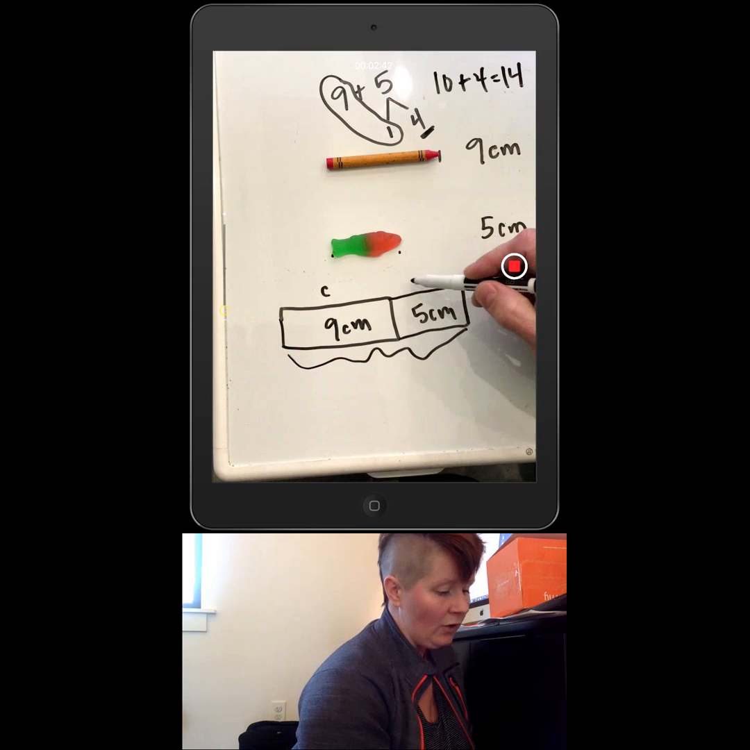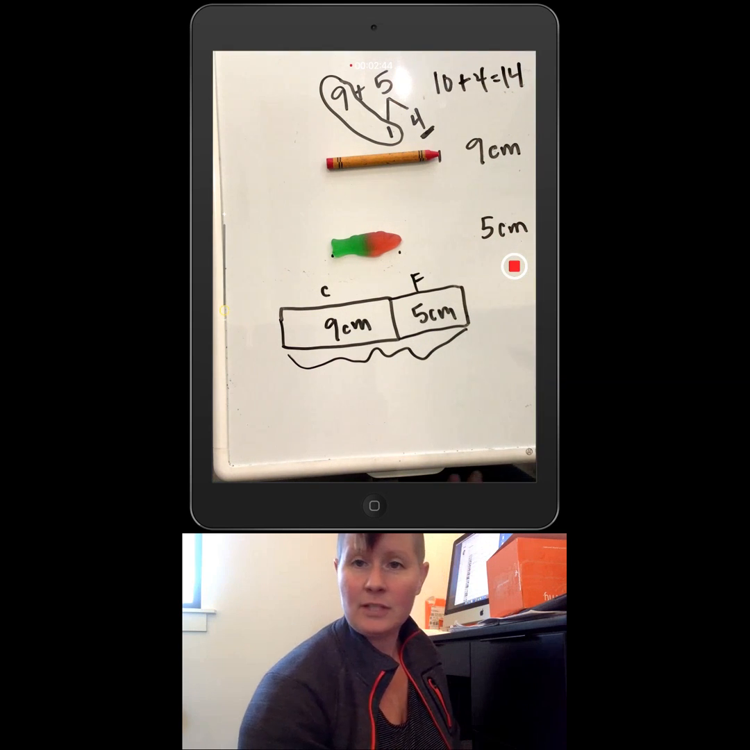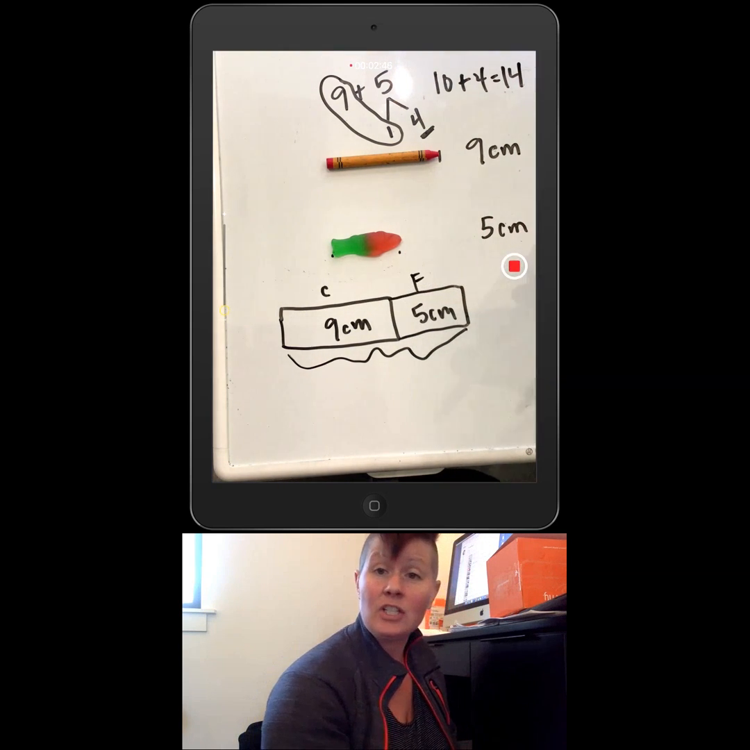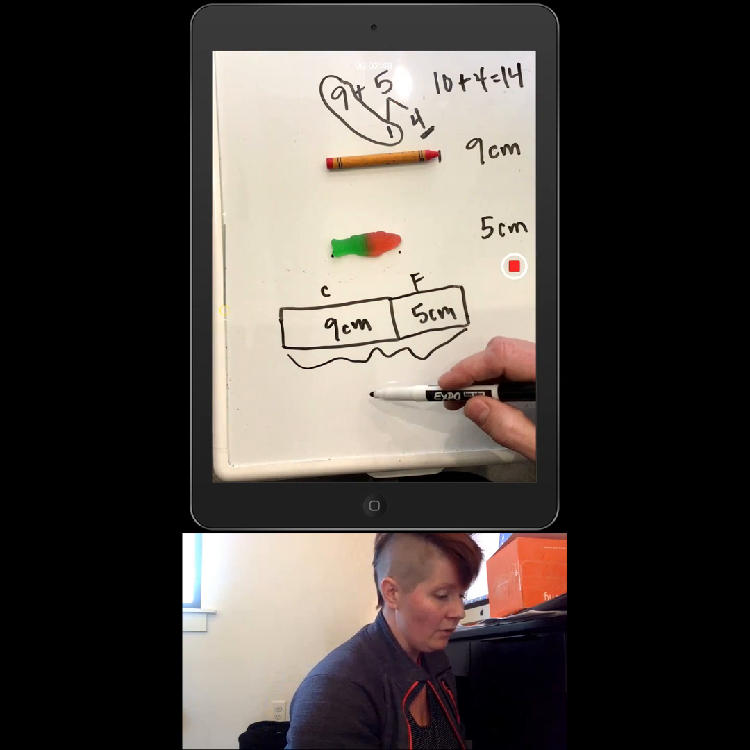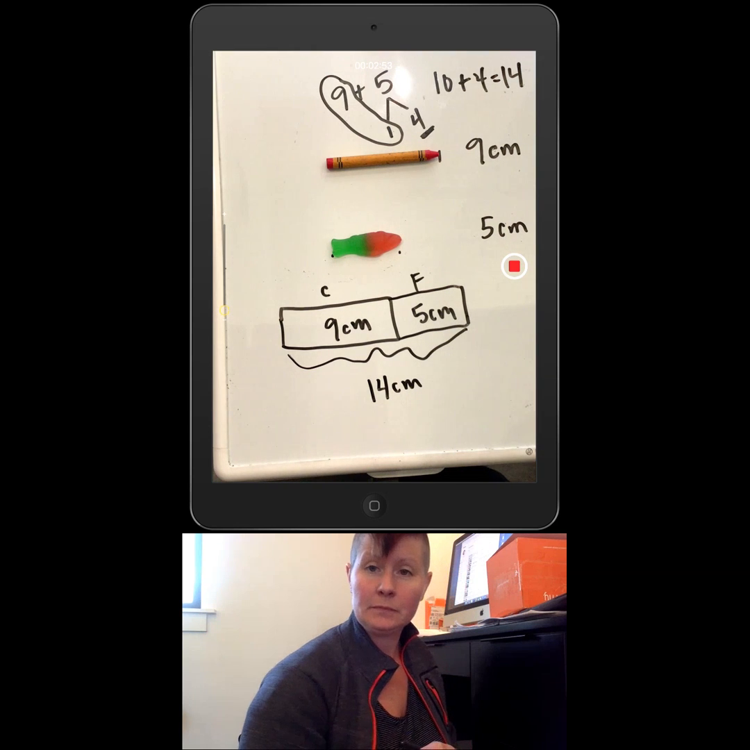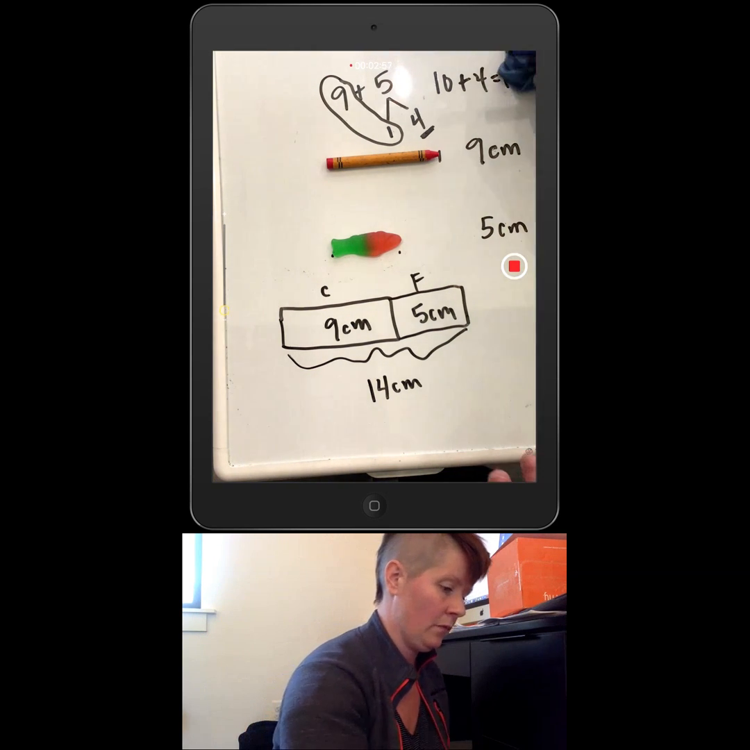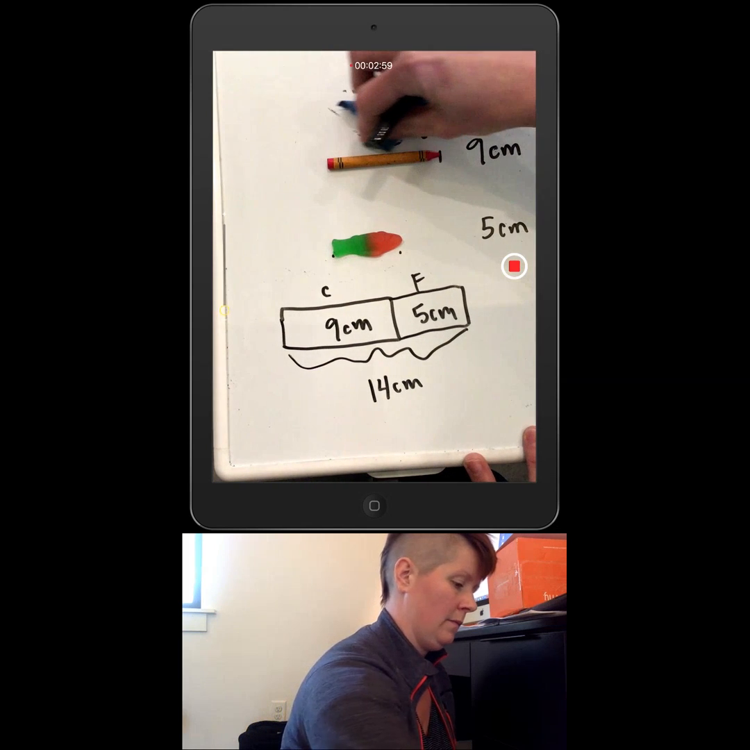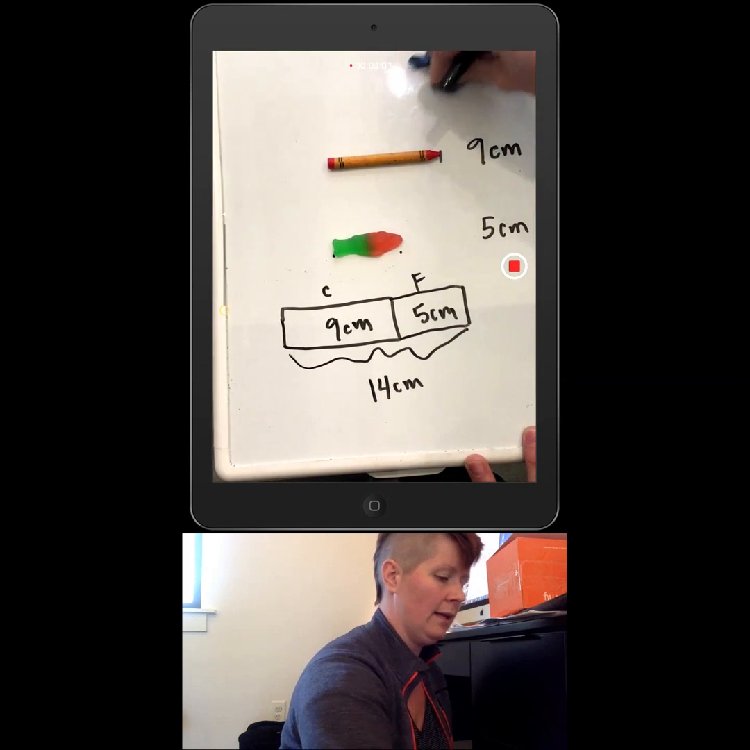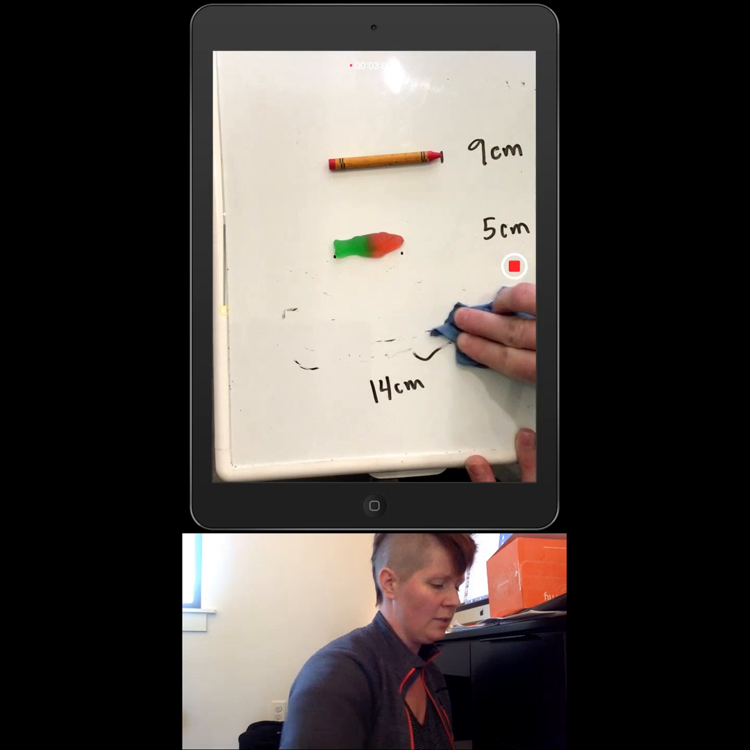So my crayon, sorry, I forgot to label my fish there. My crayon and my fish together, their length would be 14 centimeters. Okay, so that's one way to compare the two. Okay, and so I'm going to leave their measurements because their actual measurements don't change.